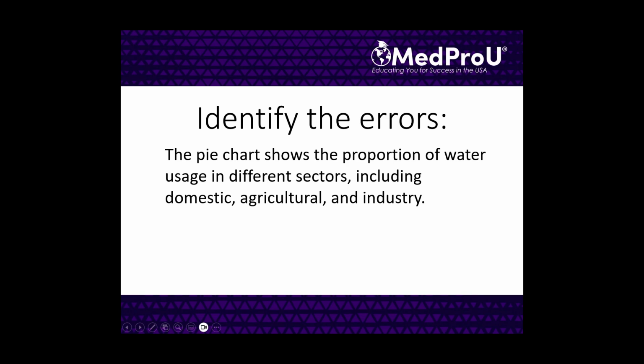How about this one? About pie chart. The pie chart shows the proportion of water usage in different sectors, including domestic, agricultural, and industry. So the thing here, we need to make it parallel. If the examples are nouns, it should be nouns, not adjectives.